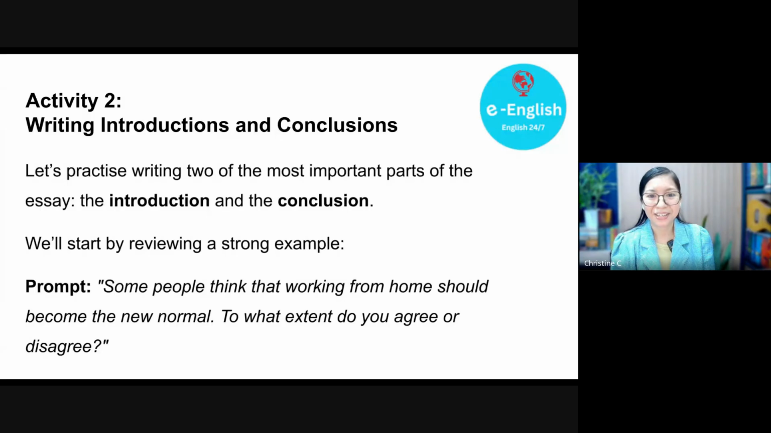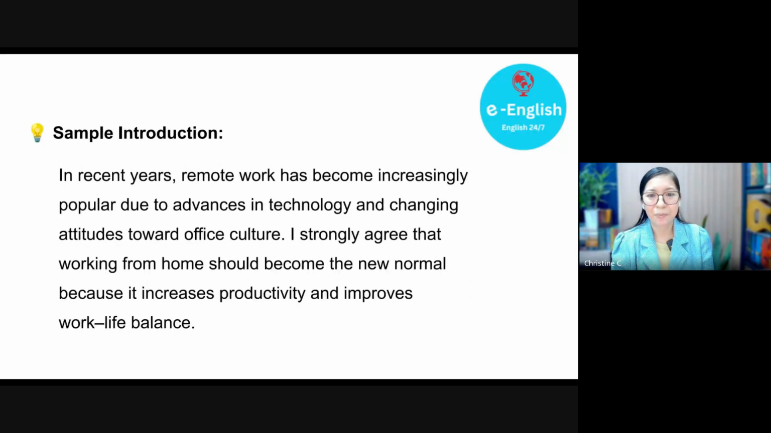All right, so here is our topic. We have a sample introduction and conclusion. Let's take a look at why these are, well, I would like to ask if you think it's a good introduction or if you have any other feedback or ways to improve it.